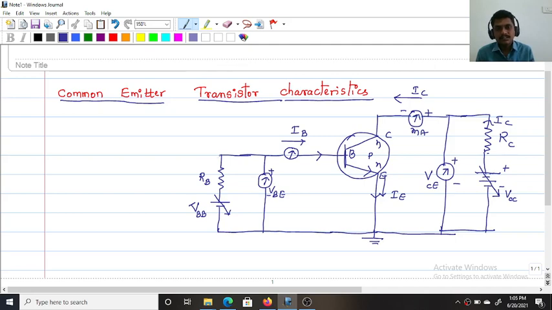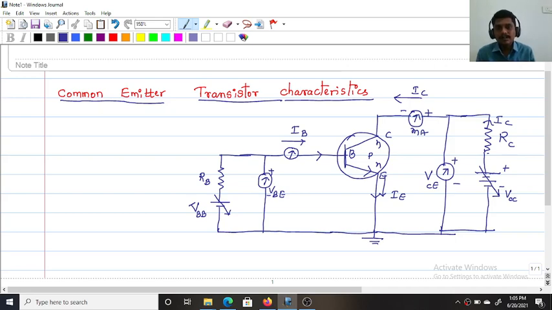In the last class we also discussed that there are three types of configurations available: common emitter, common base, and common collector. What is the need for a configuration? A transistor is a three-terminal device, but when it works, it requires four terminals. If one of the terminals is connected to ground, it acts like a common terminal to the remaining two terminals. In that way we get four terminals.